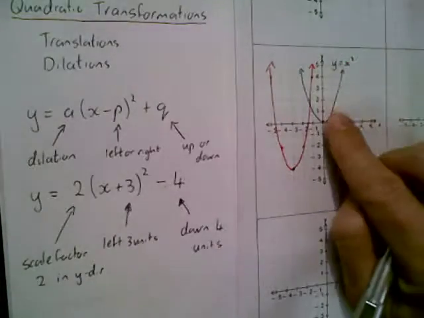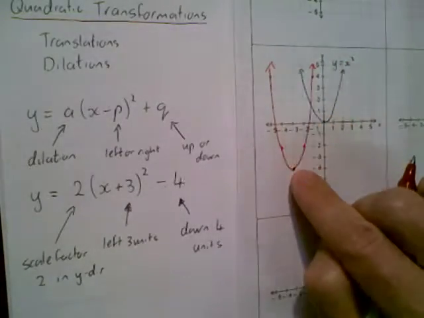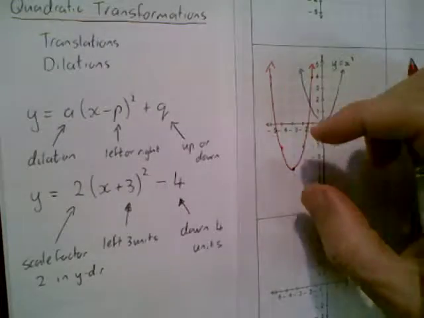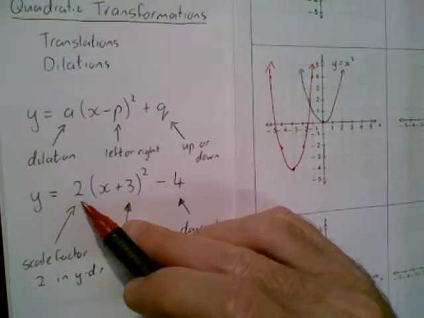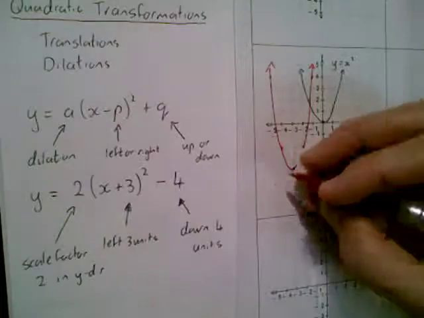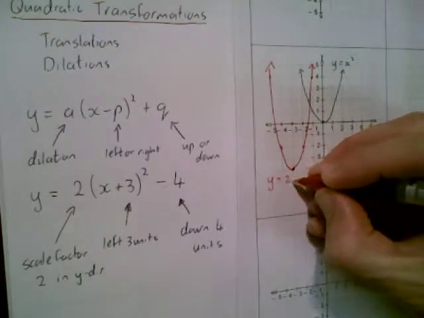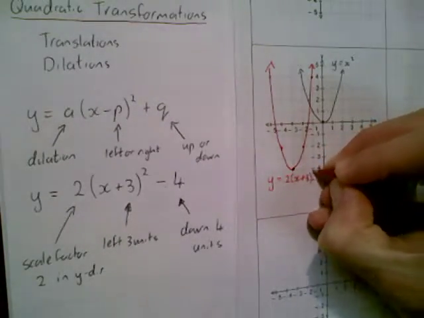So you can see the graph has shifted to the left by 3 units. It moved down 4 units. And it's also become narrower because of the dilation in the y direction of scale factor 2. Let's just label that graph, y is equal to 2(x + 3)² - 4.